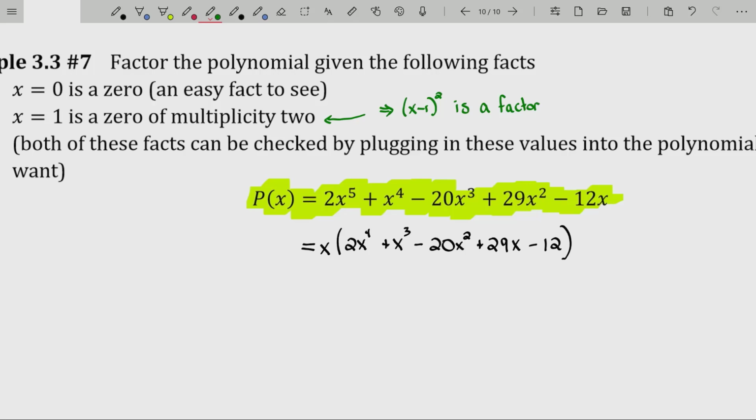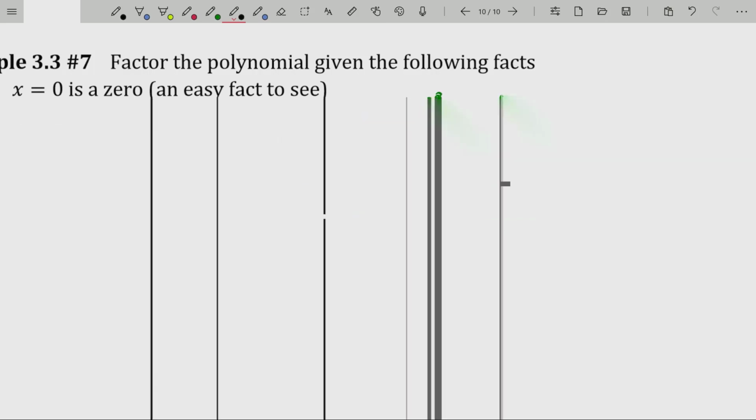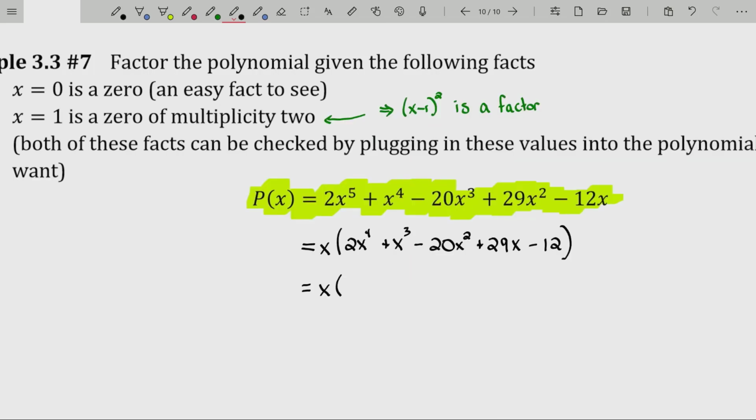Now, how do you do that? Well, there's a lot of different ways that people will do this. The most common, honestly, is long division. That's how most people would do it. But I would like to do a faster way. So let me showcase the best way to do this. If I told you that x equals 0 is a 0, easy fact to see, and that x equals 1 is a 0 of multiplicity 2, then you know that x minus 1 squared is a factor. And you need to know what happens after you divide out x minus 1 a couple times.